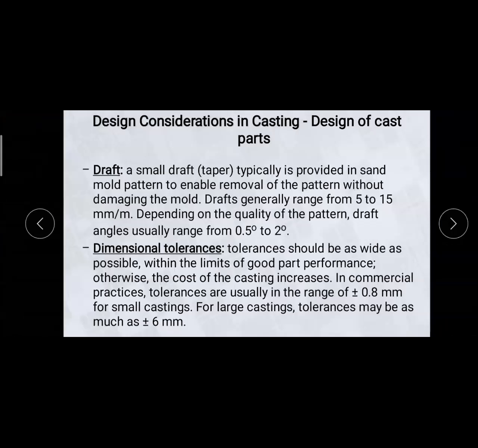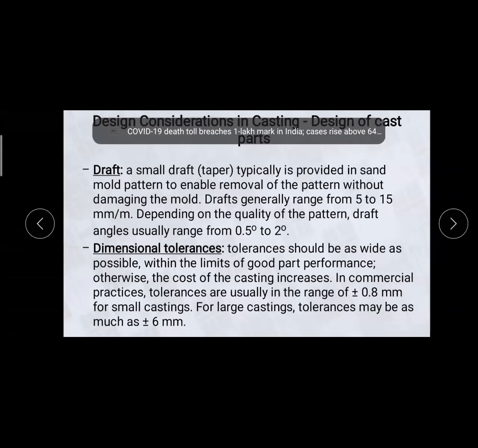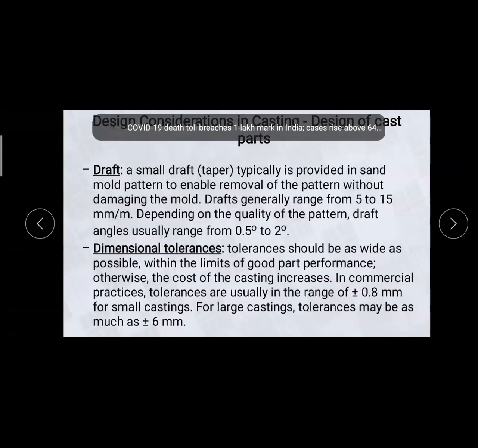Depending on the quality of the pattern, draft angles usually range from 0.5 degrees to 2 degrees. So a small draft taper, when you are using a tapered part, is typically provided in a sand mold pattern to enable removal of the pattern without damaging the mold. So without damaging the mold, how should it be taken? Drafts generally range from 5 to 15 mm per meter, and draft angles usually range from 0.5 degrees to 2 degrees.